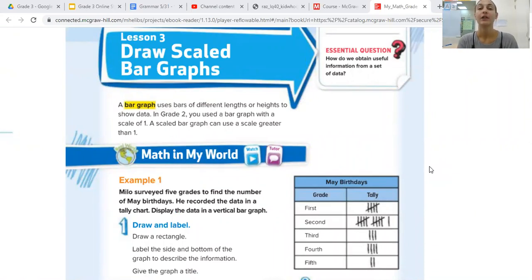A bar graph uses bars of different lengths or heights to show data. So your bars can go this way or they can go up like this. In grade 2, you didn't have math yet, so if you had, you would have used it with a scale of 1, but a scaled bar graph can use a scale greater than 1. So when we did our pictographs, they were scaled. The key told you a picture of this means 2, or a picture of this means 4. You can do the same sort of idea with a scaled bar graph. You can have part of your bar represent more than just 1. That's what we're going to do today.